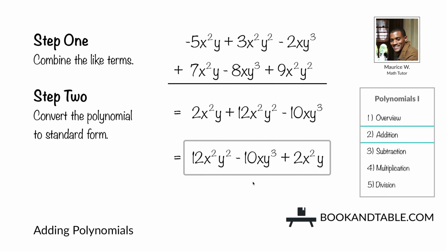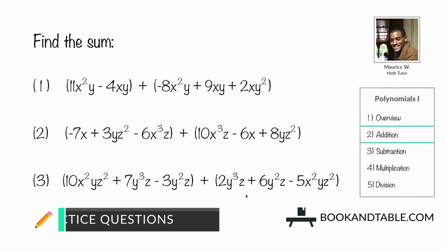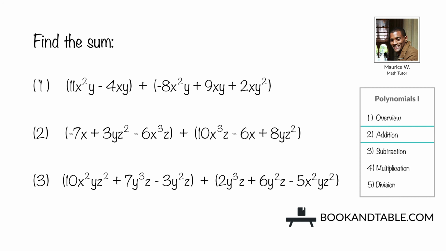And that is how you go about adding polynomials. Let's now have you try a few practice questions. Question number 1. Find the sum of 11x squared y minus 4xy plus negative 8x squared y plus 9xy plus 2xy squared.